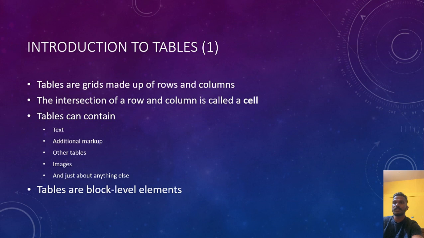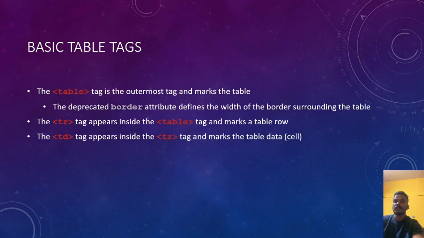So, basic table tags. The table tag is the outermost tag and marks the table. The deprecated border attribute defines the width of the border surrounding the table. The tr tag appears inside the table tag and marks a table row. The td tag appears inside the tr tag and marks up the table data, which is a cell. So td is nothing but the table data and tr is nothing but the table row.